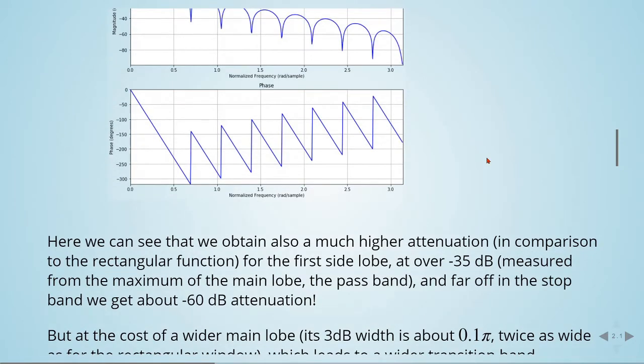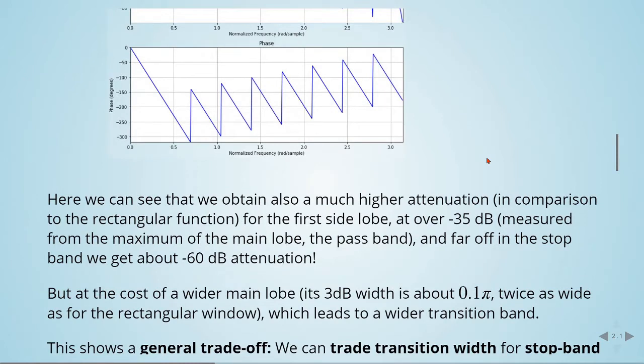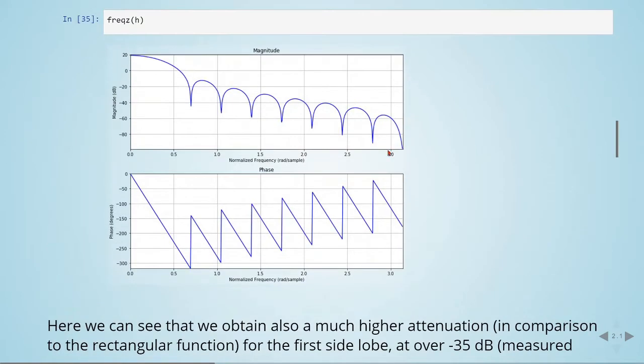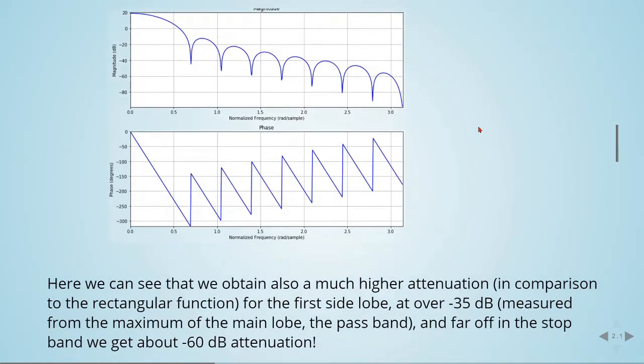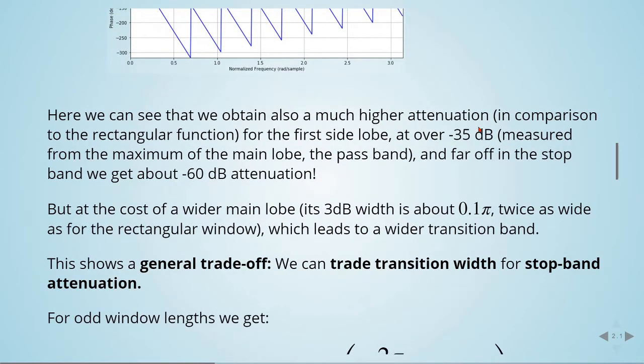main lobe. Its 3 dB width is at about 0.1 pi, and that's twice as wide as for the rectangular window, which leads to a wider transition band. So we have a wider main lobe and a wider transition band. This shows that there's a general trade-off: we can trade transition width for stop band attenuation.